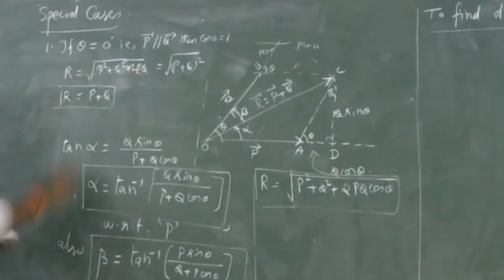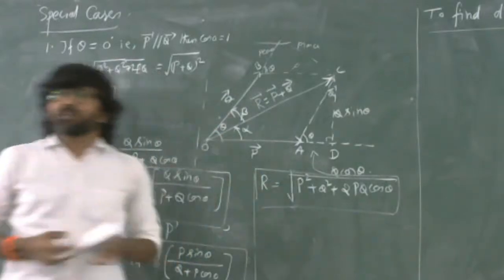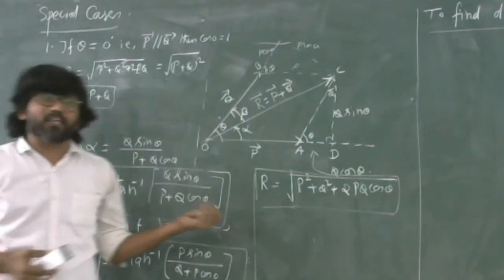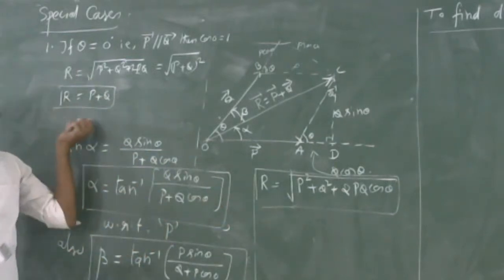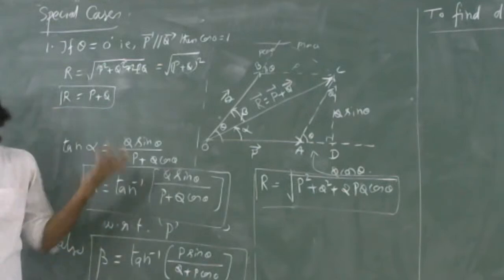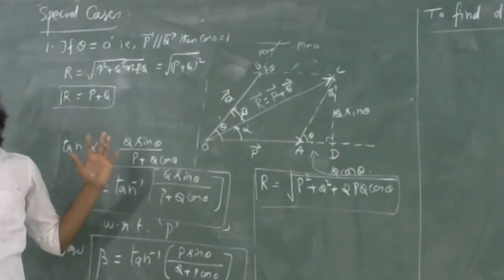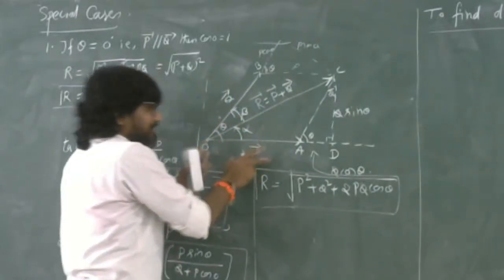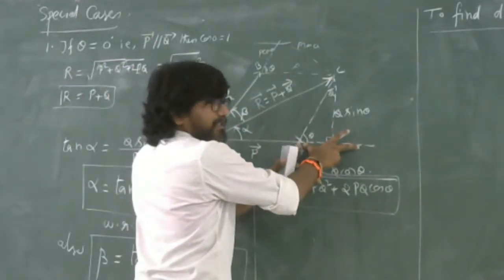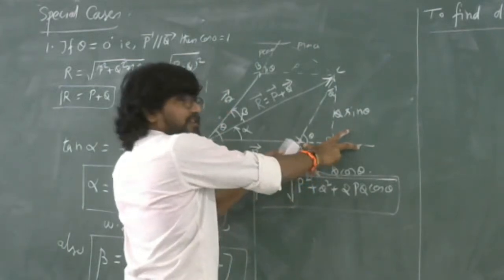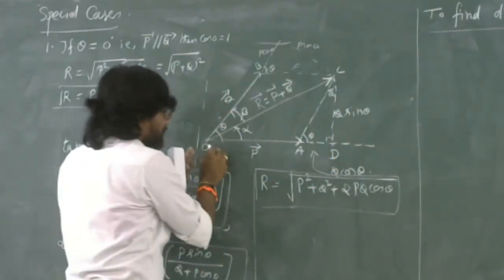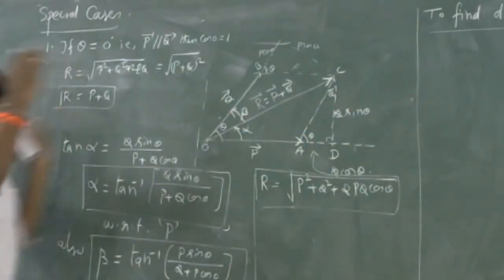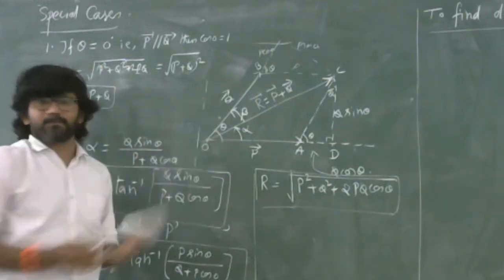What does it mean? If the two vectors are parallel, then the magnitude of the resultant vector is equal to the direct sum of the magnitudes of the individual vectors. Magnitude of first plus magnitude of second. That's it. What does it mean? This is another one, P and Q. The second vector you have to shift so that its initial point will coincide with the final point of the first vector. Then if you draw a line from the initial point of the first to the final point of the second, that gives the resultant vector. That length will be nothing but the length of this plus the length of that.